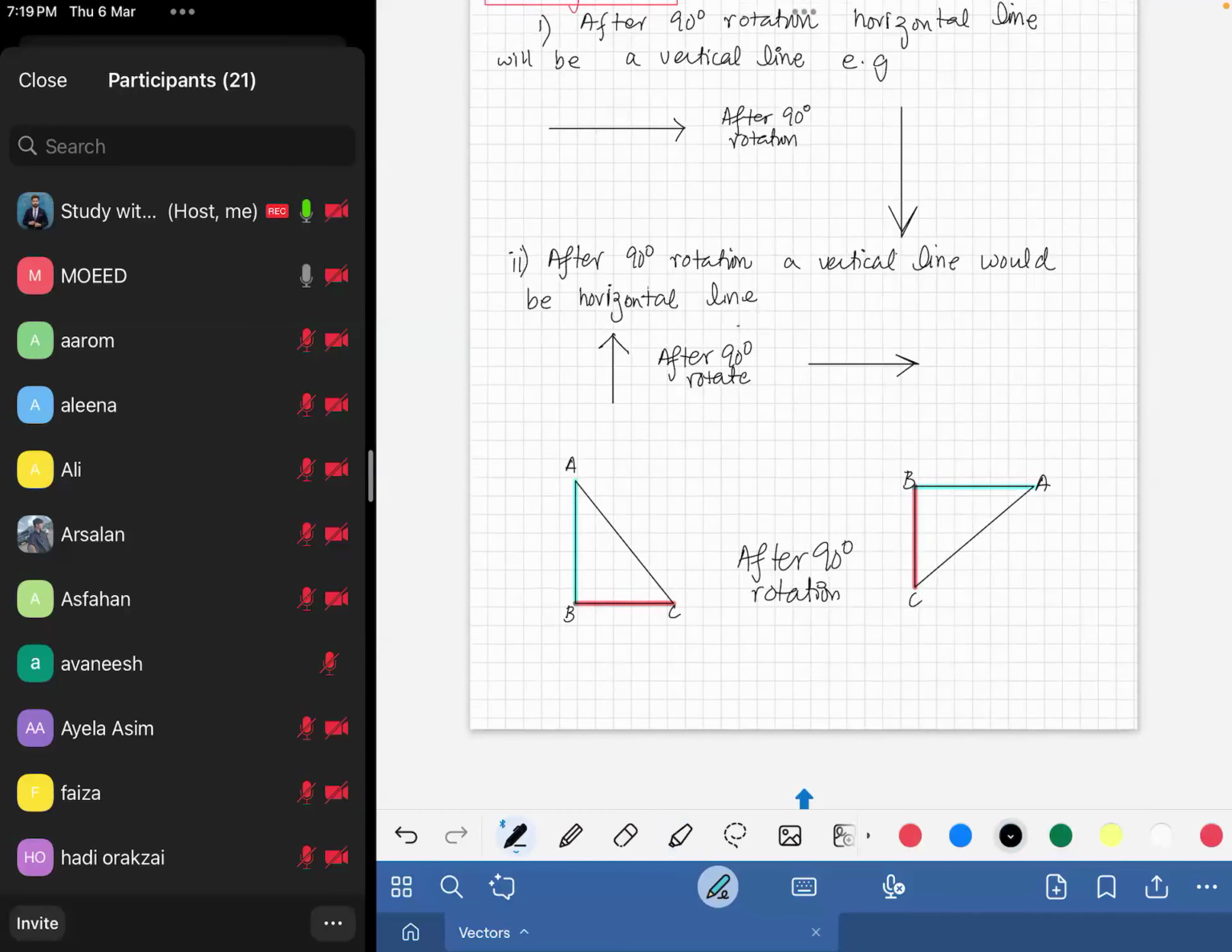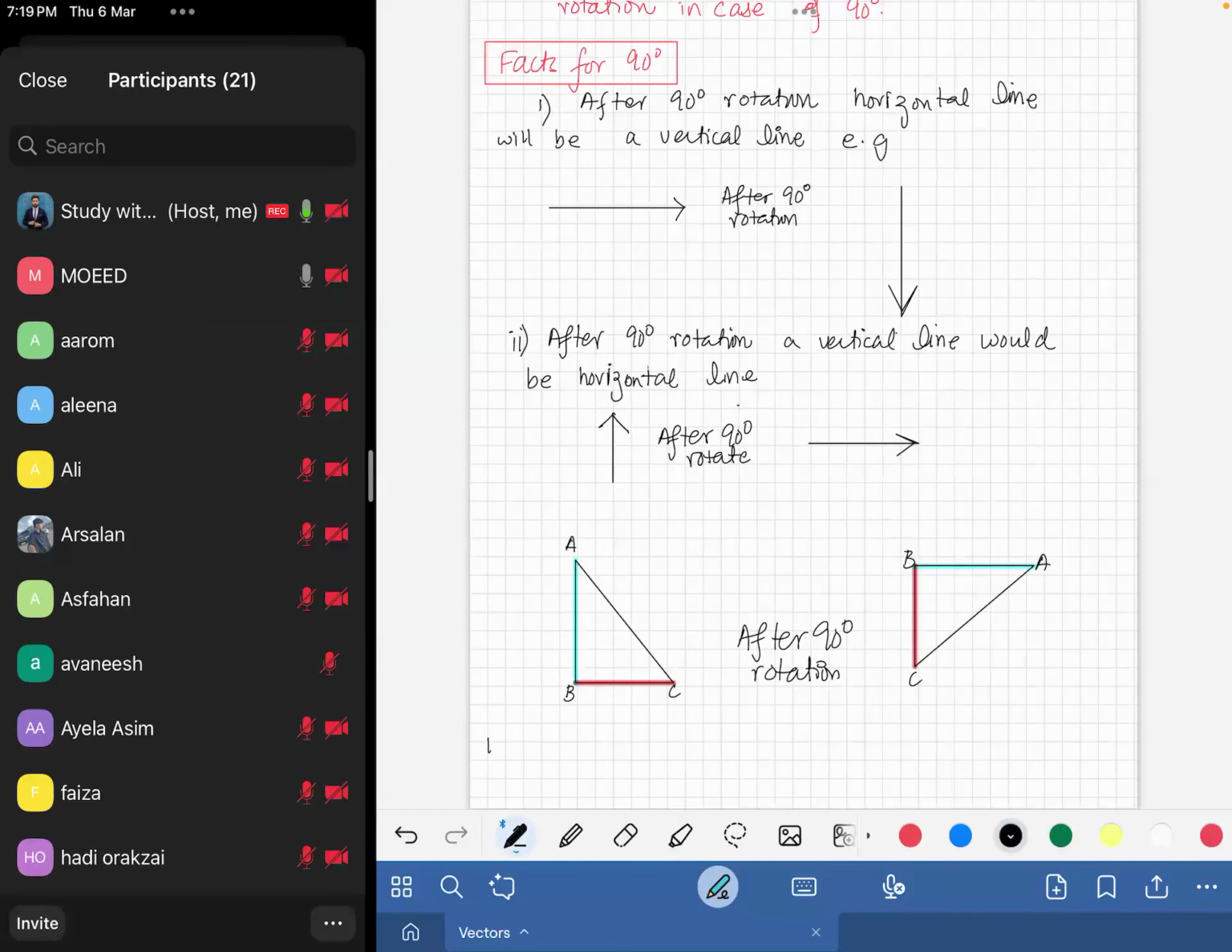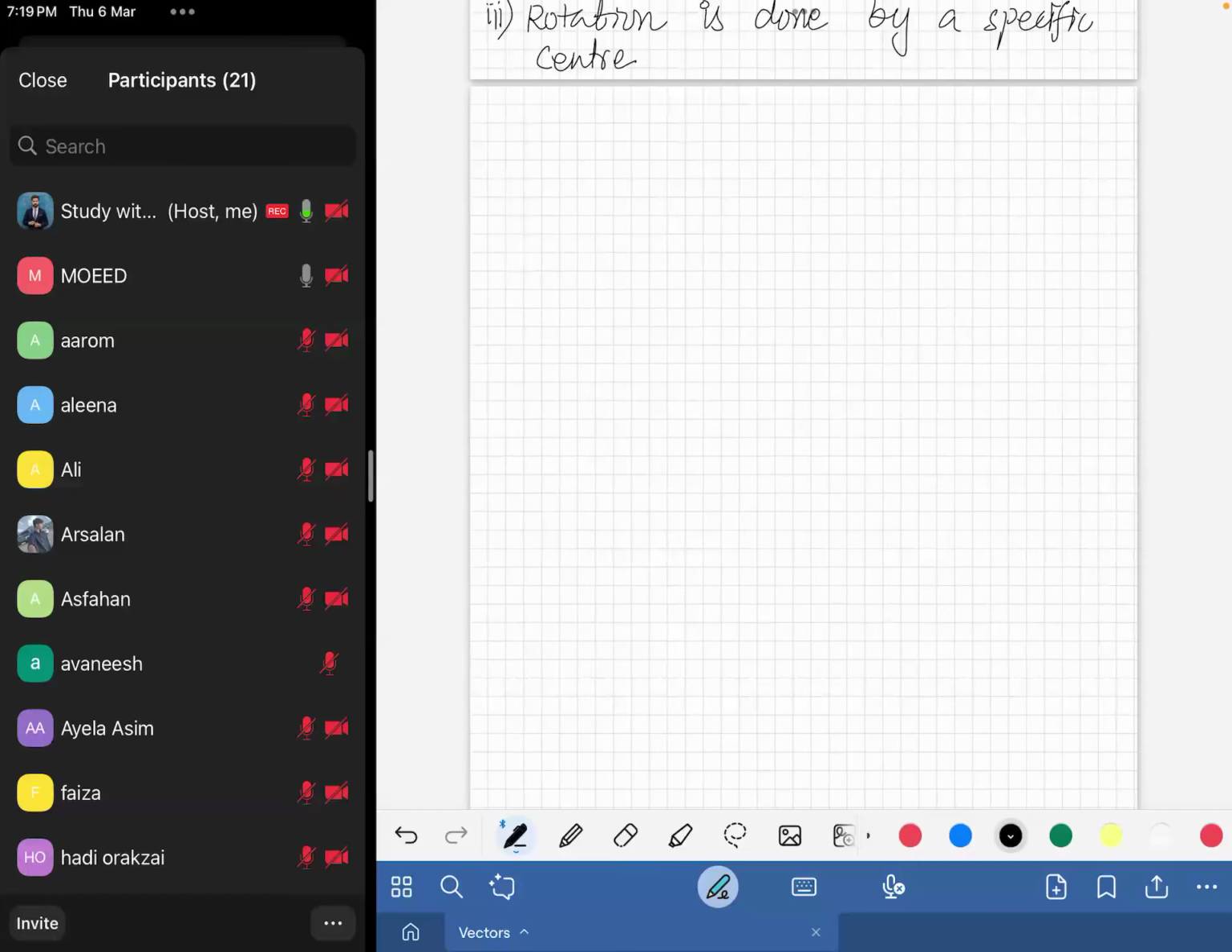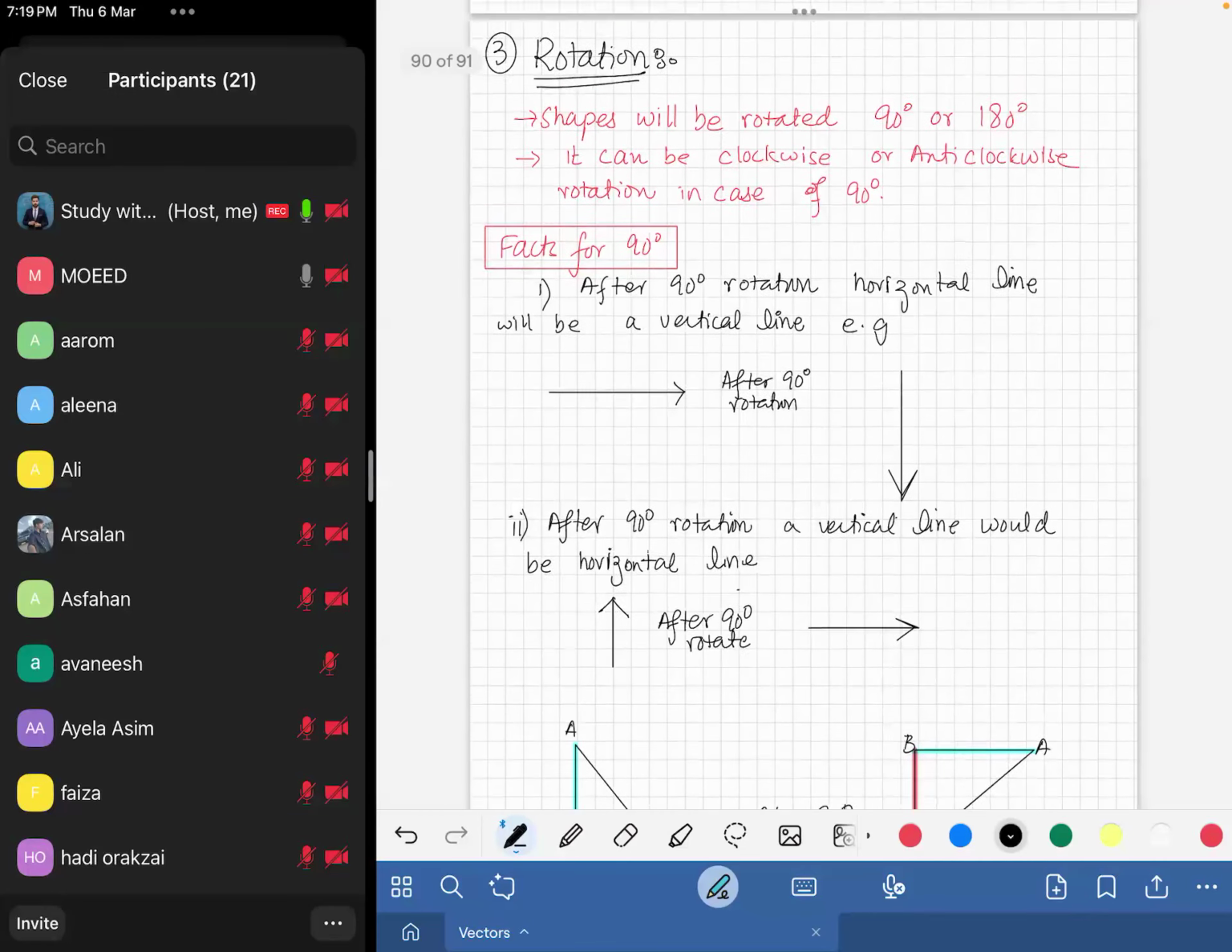Third fact: rotation is done by a specific center. You will need a center if you are rotating a particular shape. Without a center, you cannot do rotation. Okay? This is the case for rotating 90 degrees.